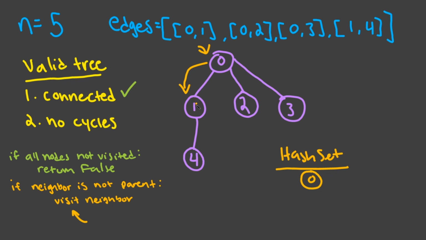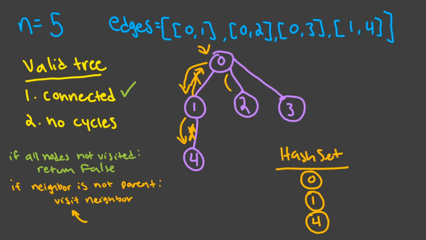So now we would go to 1, and then 1, we would add it to our hash set. And then we would go to 1's neighbors. First, we check if 0 is the parent, and it would be, so we don't visit that. And then we go to 4. 4 is not in our hash set, so we would add that. And then we can see that 4 only has one neighbor, and that's a parent, so we would not visit that. And then we pop back up to 0, and we visit the next neighbor.